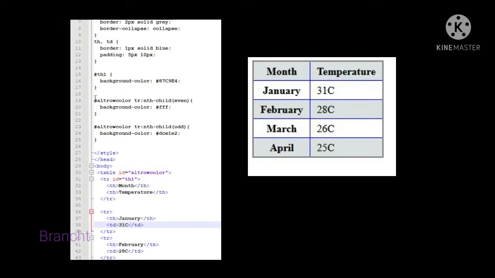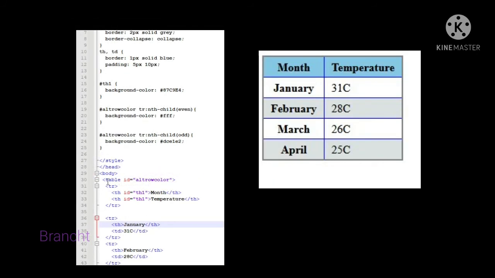I'm going to create it so that alternate rows have a different color. So the first row will be white and the second one is kind of like gray. And now applying the alternate row ID to the table. Once I apply the alternate row ID, the title row lost the color. So I'm going to apply the ID th1 to the individual th headings to get the color back.